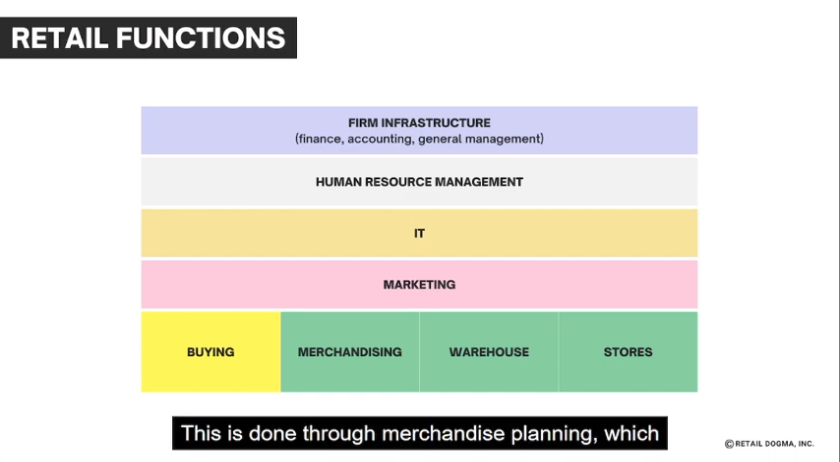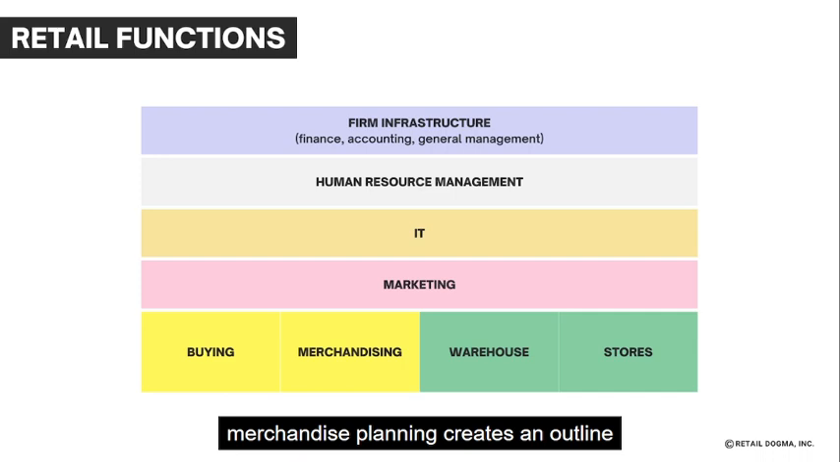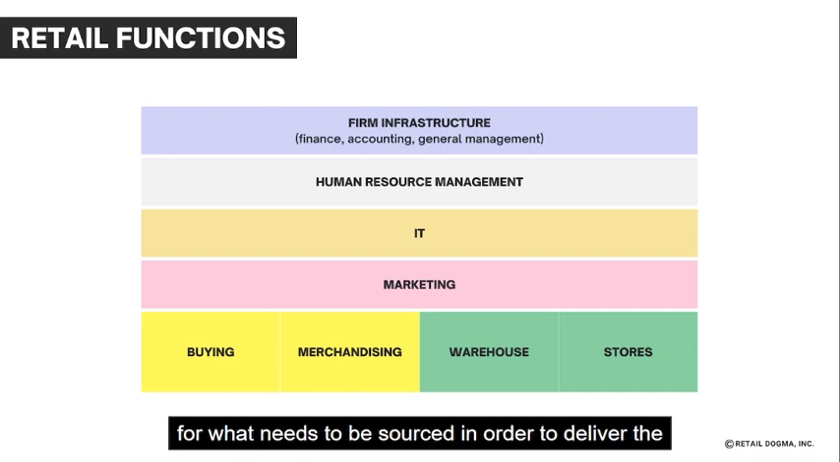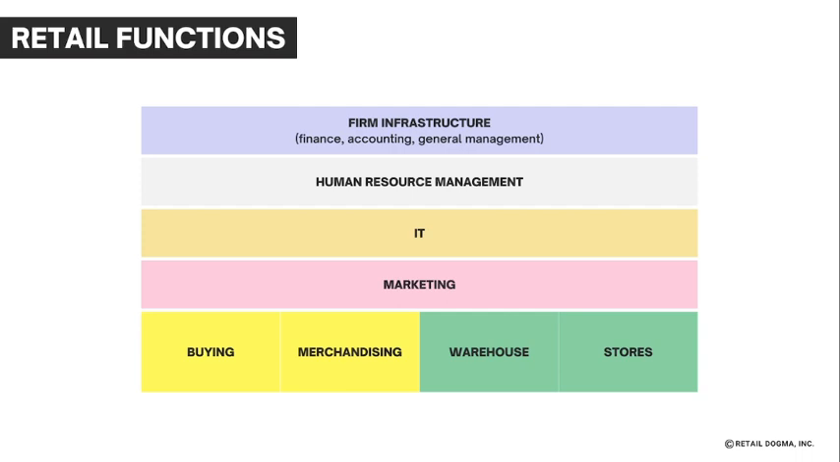This is done through merchandise planning, which is also part of the buying and merchandising functions. Merchandise planning creates an outline for what needs to be sourced in order to deliver the sales budget and gives the buying team the amount to source with. And then they choose the individual products and suppliers.